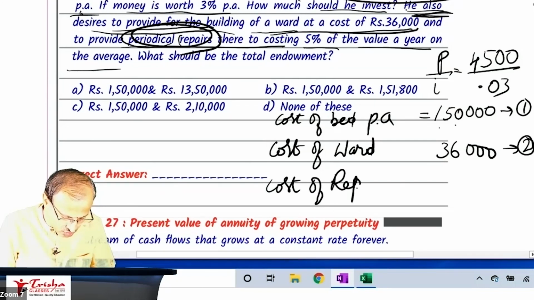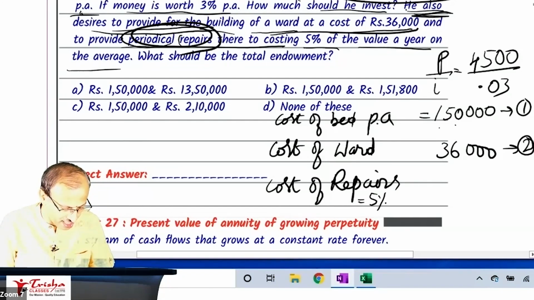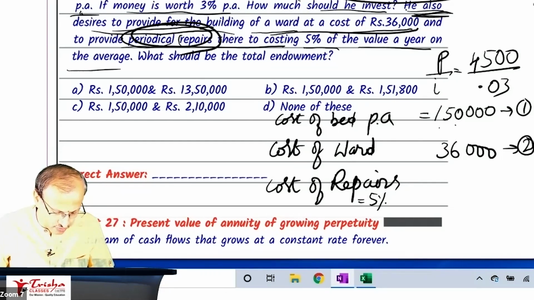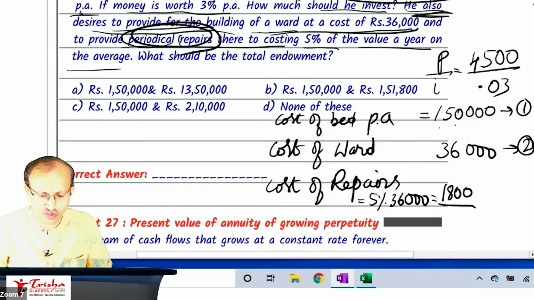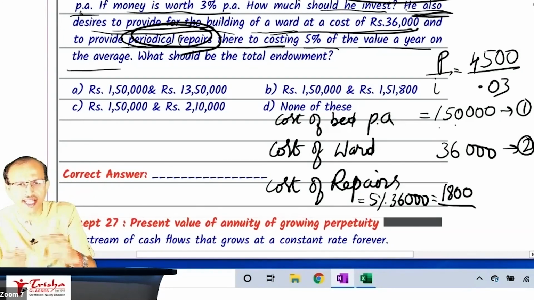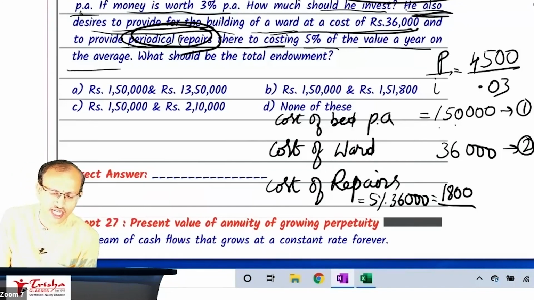Can you tell me, should I write 5? It says 5% of the cost of the ward. 5% of the value. Provide periodical repairs costing 5% of the value a year. Value means cost of the ward. 5% of 36,000, which is equal to 1,800. Should I write once or 1,800 every year? Tell me. 1,800 once or every year? You have to answer. I will not respond.